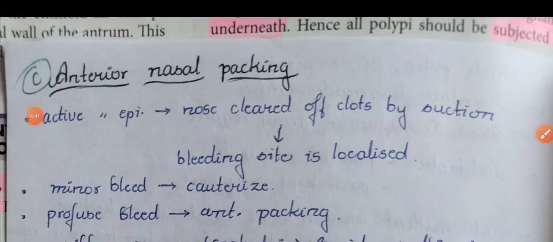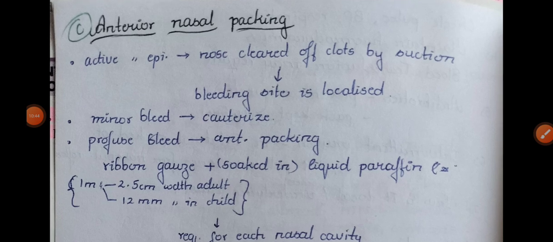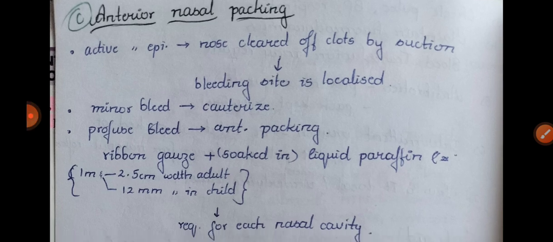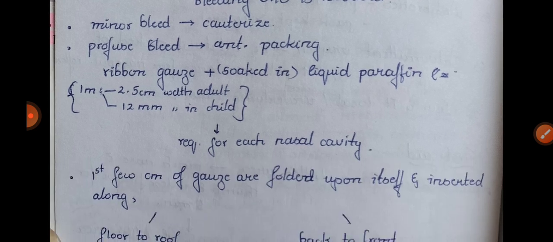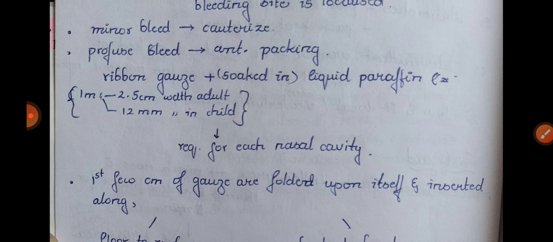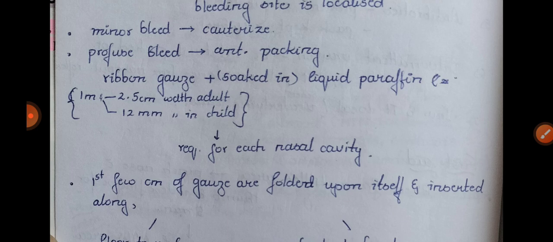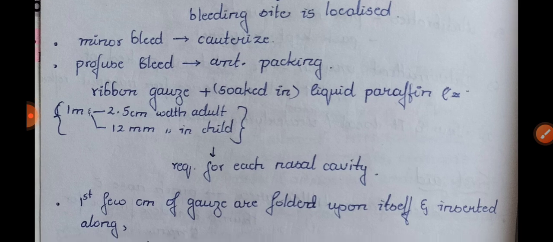Next, anterior nasal packing. If there is active anterior epistaxis, the nose is cleared of clots by suction and the bleeding site is localized. A minor bleed we will cauterize. If profuse bleeding, we will do anterior nasal packing. For that we will take a ribbon gauze of 1 meter length, 2.5 centimeter width for adults and 12 mm width for children, soaked in liquid paraffin, required for each nasal cavity.